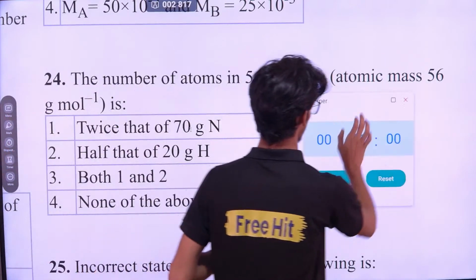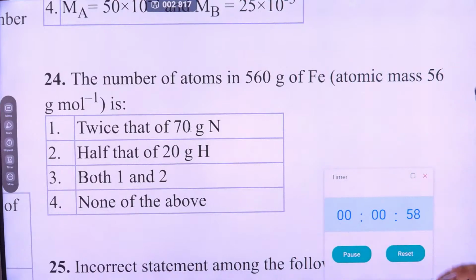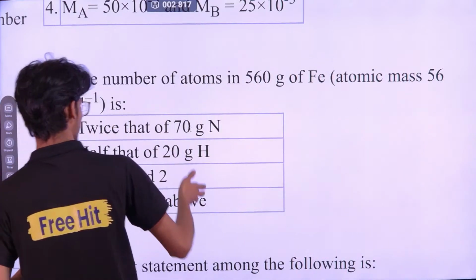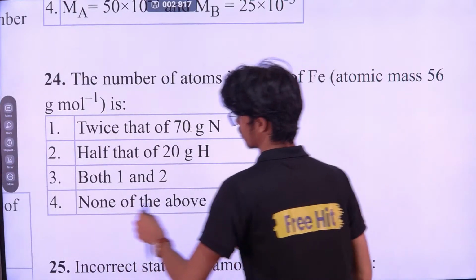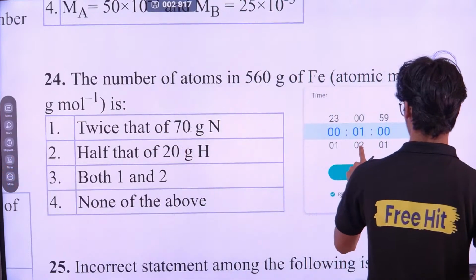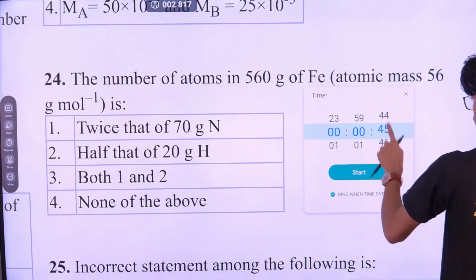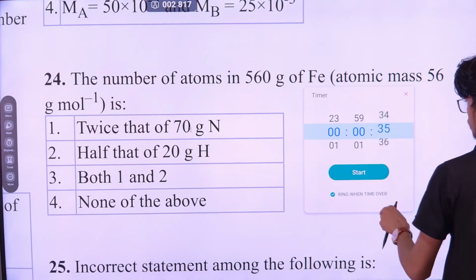Timer start. Okay, the number of atoms in 560 gram of Fe. I am not going to give you time for this question. You start doing it right now. Okay, I should give you time. Sorry, but not that much. Okay, lesser time. 30 seconds is like okay.